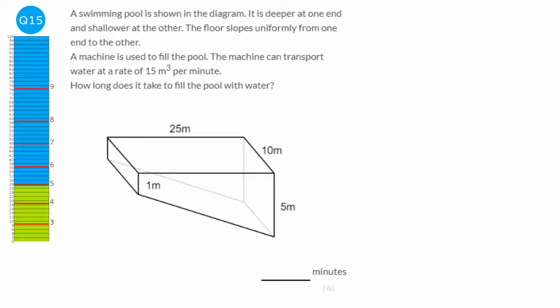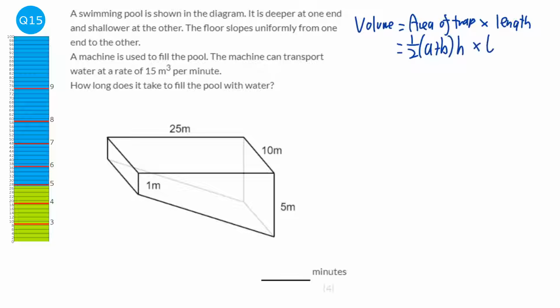First thing we need to do is work out the volume of this prism, and it's a trapezium-based prism. So the volume will be the area of the cross-section, or area of the trapezium, times the length, how 3D the prism is. So trapezium is half a plus b h, and then times the length.